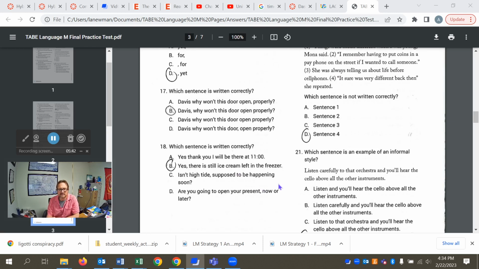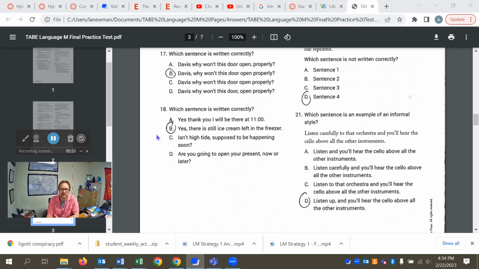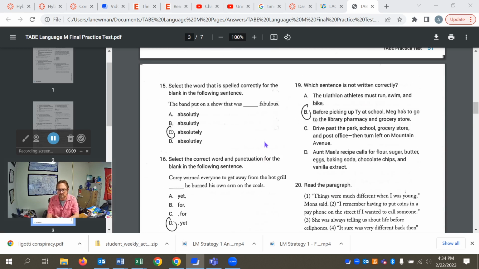Okay, 17, which sentence is written correctly? It's B, because if we say Davis's name to get his attention and then continue on with the sentence, we need to have a comma after it, just as if it's an interjection. Okay, 18, which sentence is written correctly? It's B. Again, we have this answer to the affirmative yes, or if it was in the negative no, but we follow it up with a comma and then continue on with the rest of the sentence.